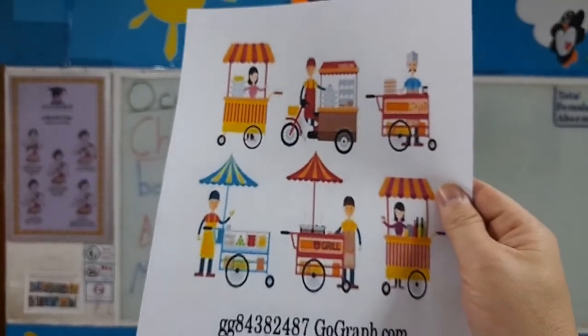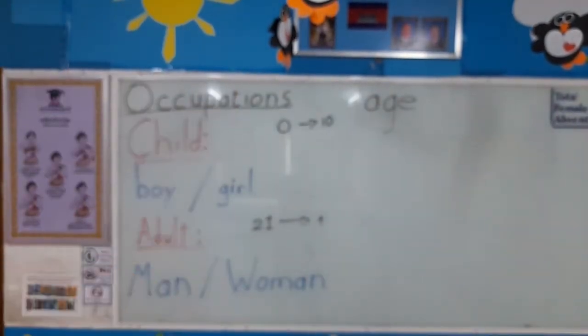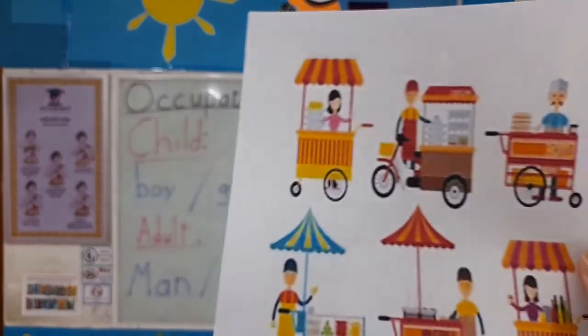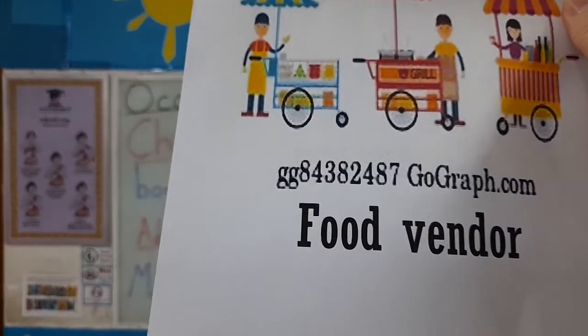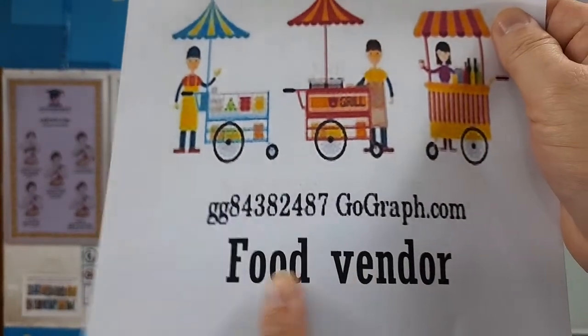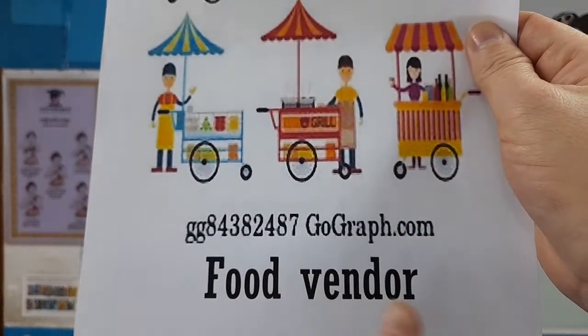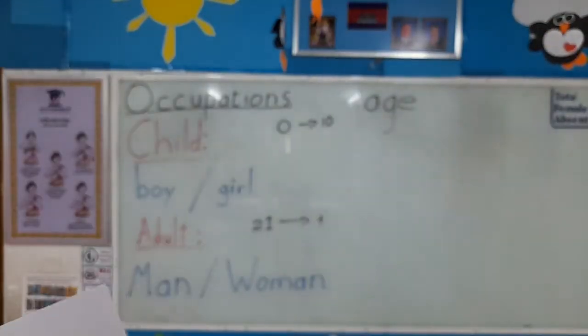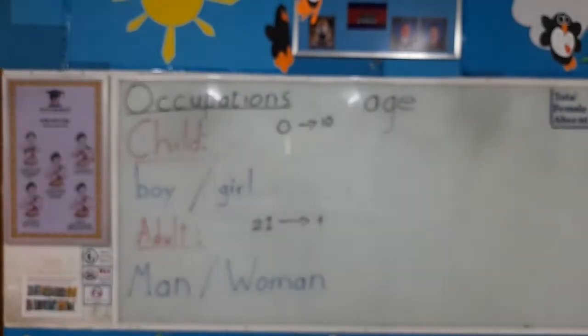Okay, some food vendors are not even on a cart, and they will have a shop or maybe even a shop house like we practiced. Let's practice the words one more time. Food vendor. Food vendor. Food vendor. Okay, and again, can be a man or a woman.